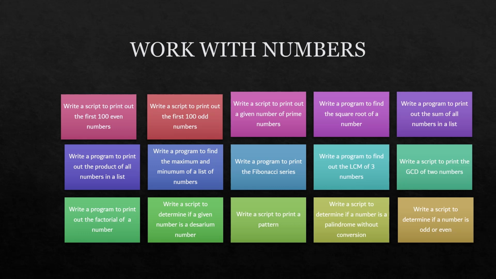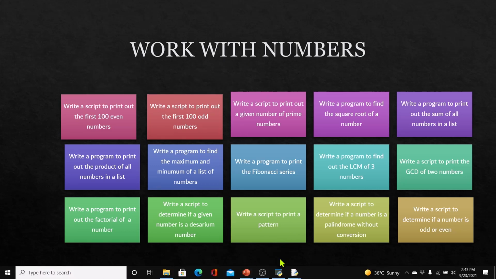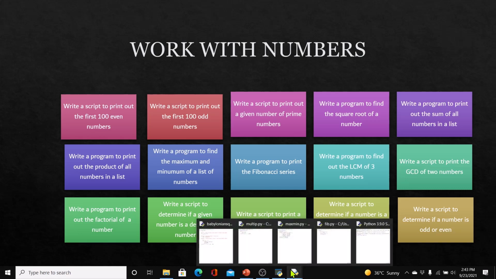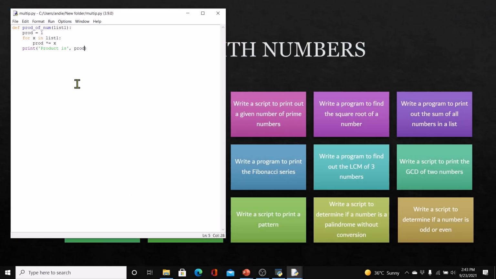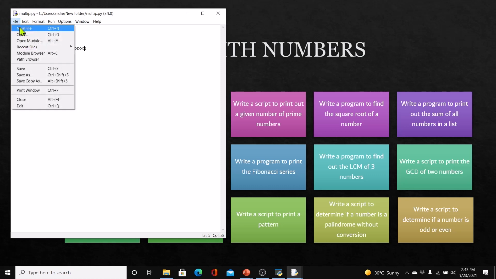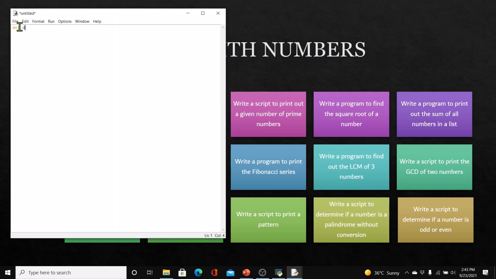Moving on, write a program to find the LCM of 3 numbers. Now again, how do we do this in code? Mathematically, I'm sure you can do it. Right, so let's go ahead and write the script. For this one, I'm going to go straight to IDLE. Let's start a new file and call this find LCM, and that's going to be a list coming in of 3 numbers. Let's find the maximum of that list.